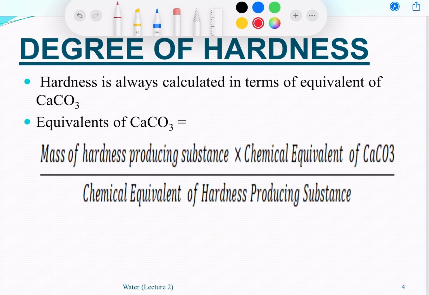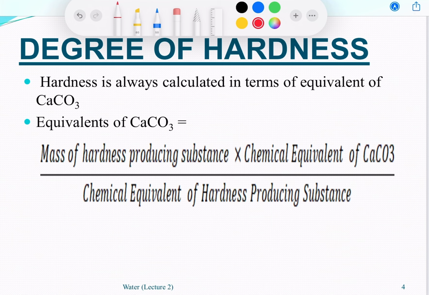Hardness is calculated in terms of equivalents of CaCO3 and the simple formula for that is this: mass of hardness producing substance into chemical equivalent of CaCO3 divided by the chemical equivalent of hardness producing substance. By the term chemical equivalent, we mean equivalent weight.